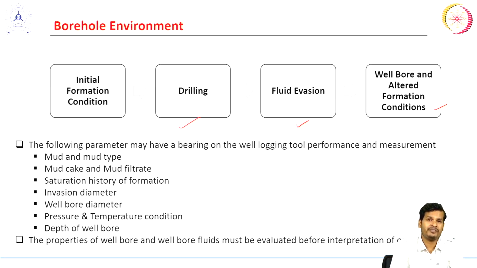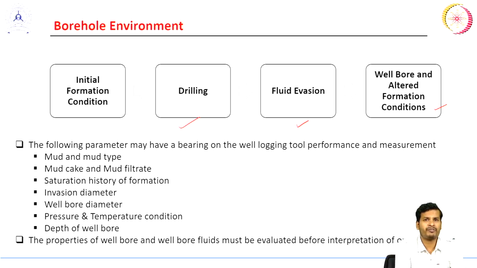Saturation history of the formation. What is the initial saturation of the formation fluids, and what is the saturation of formation fluid after the invasion must be known. For example, when you are trying to calculate the porosity from the density log, we need to know what the current saturation level in the formation is. Then the invasion diameter, the diameter up to which the mud filtrate has invaded, along with the pressure, temperature, and depth conditions to calculate the temperature.